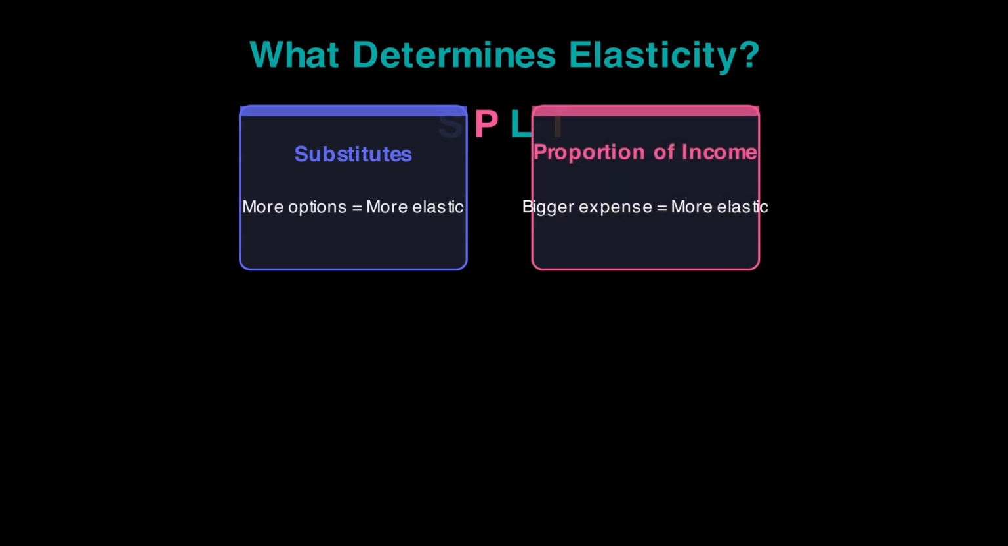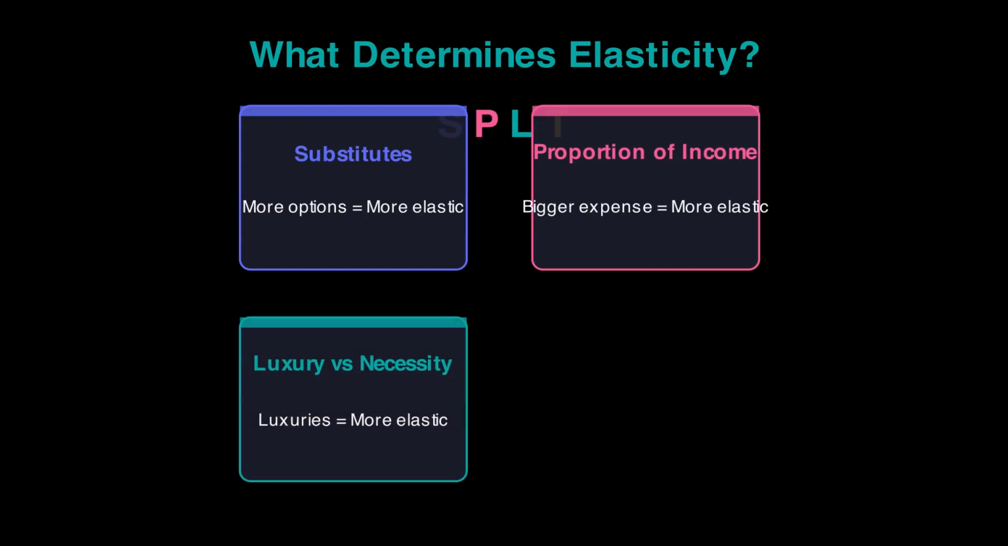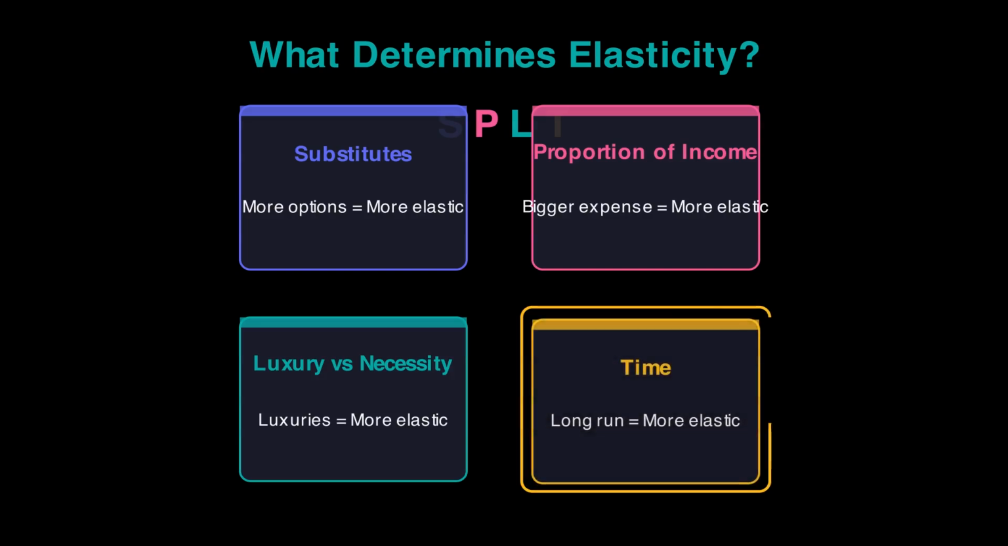P is for proportion of income. If the price of gum doubles from 25 cents to 50 cents, you don't care. It's a tiny percent of your income. Inelastic. If your rent doubles, you freak out. Elastic. L is for luxury versus necessity. We buy necessities regardless of price. We cut luxuries the moment money gets tight. Bread versus diamond rings.